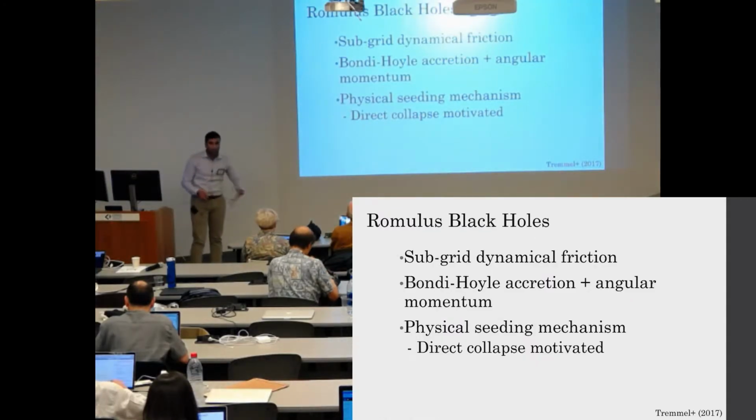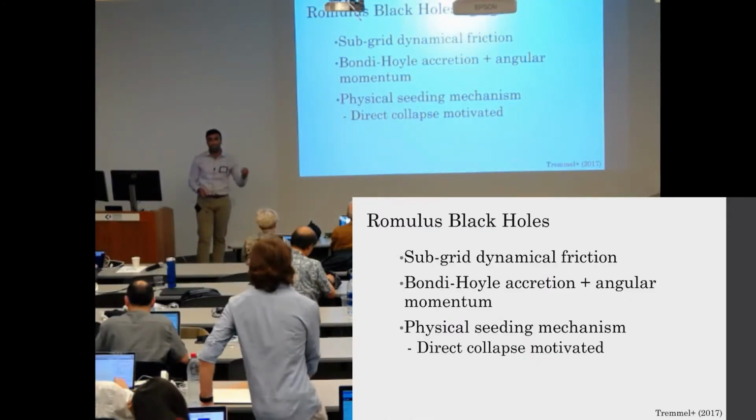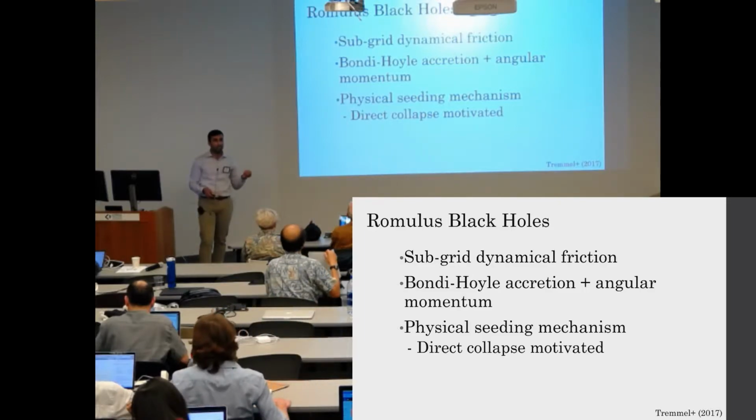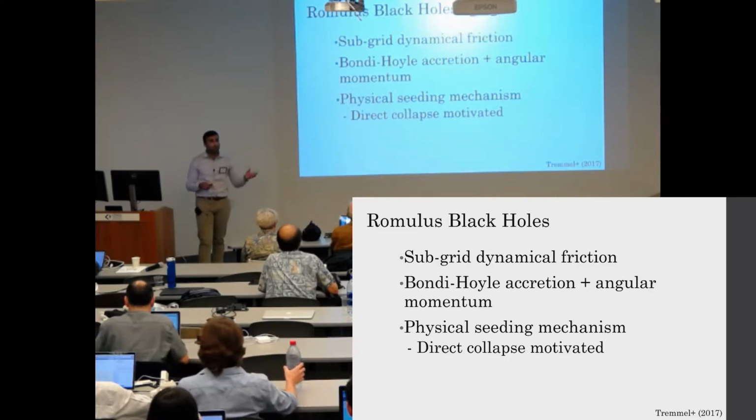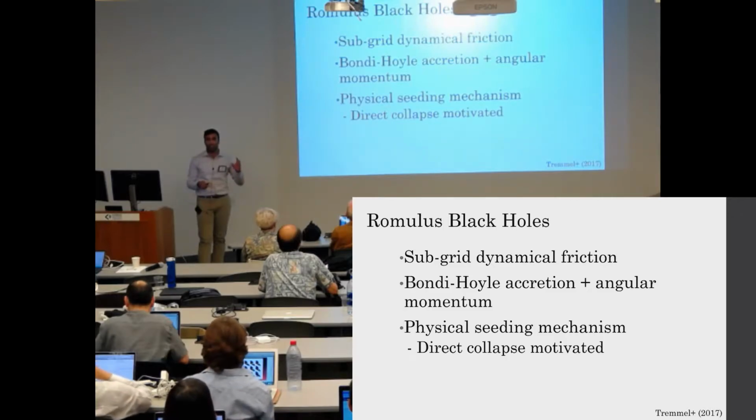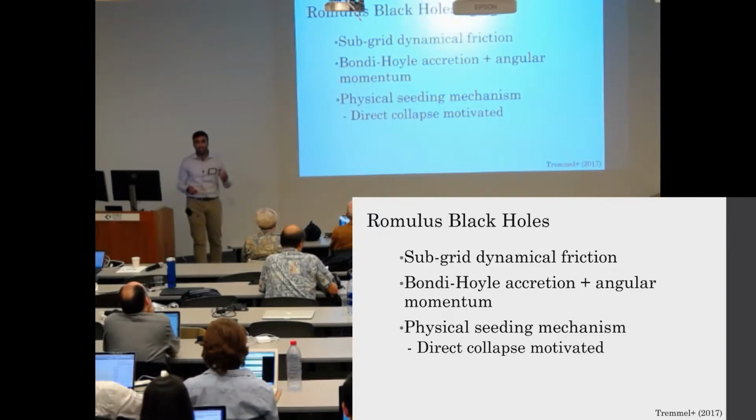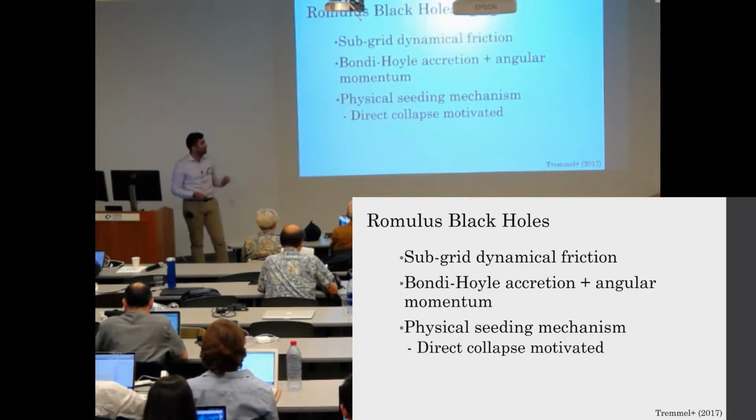So what do we do differently in Romulus? Well, we include a subgrid prescription for dynamical friction on scales below our spatial resolution. We also include a modified Bondi-Hoyle accretion prescription, which includes angular momentum support. And then finally, we have a seeding mechanism for our black holes that is physically motivated. It's some version of direct collapse. We heard about the different modes of seeding earlier, so this is like the direct collapse model.